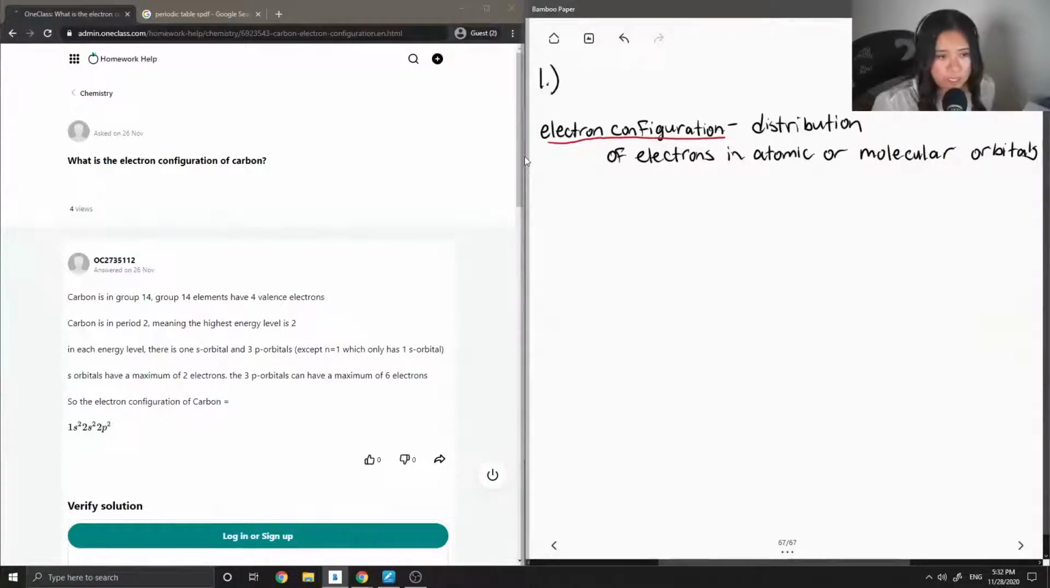So there are different steps that we can take in order to find the electron configuration of a certain atom. I'm going to write down the steps right now. Step 1 is to divide the periodic table into atomic orbital sections.